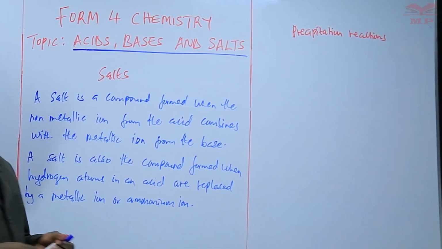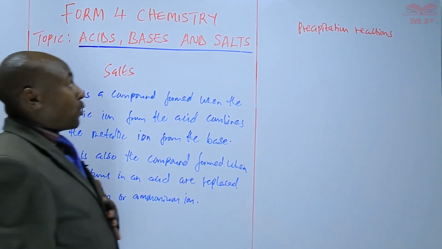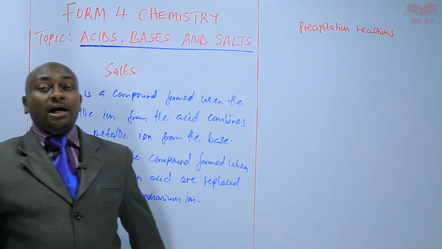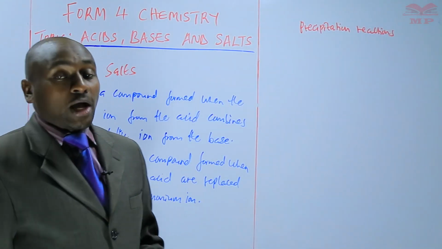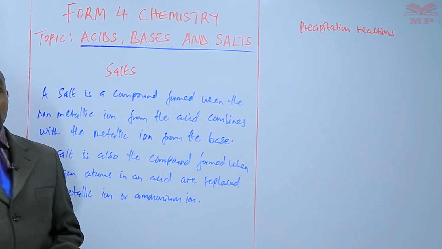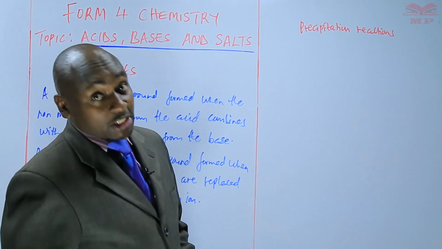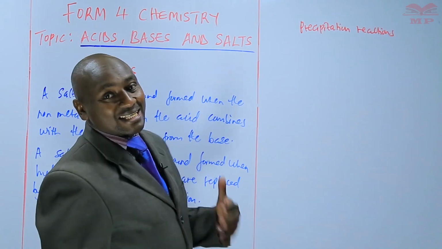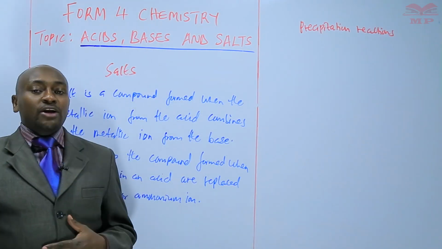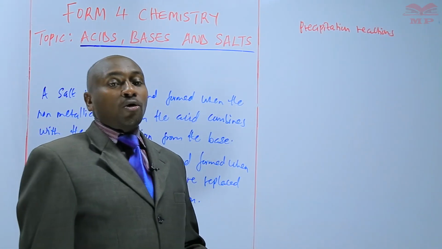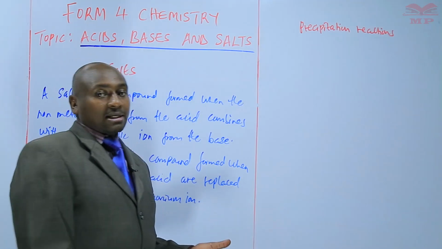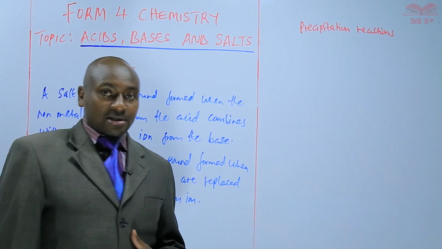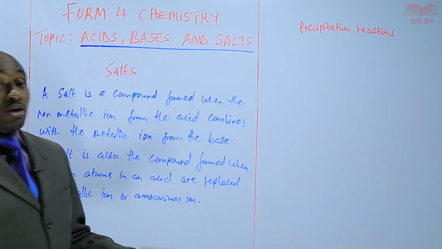Precipitation reactions are reactions that we learned in Form 2, and those reactions were all about formation of salts by precipitation. And this is basically whereby you take two salts that are soluble and then you combine them together to form an insoluble salt as one of the products.